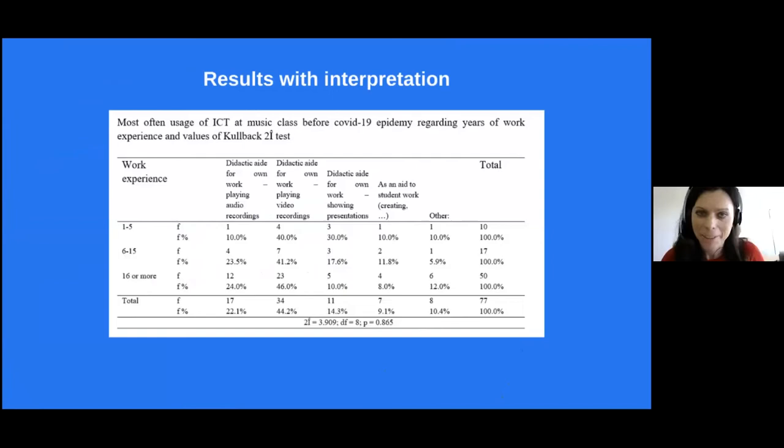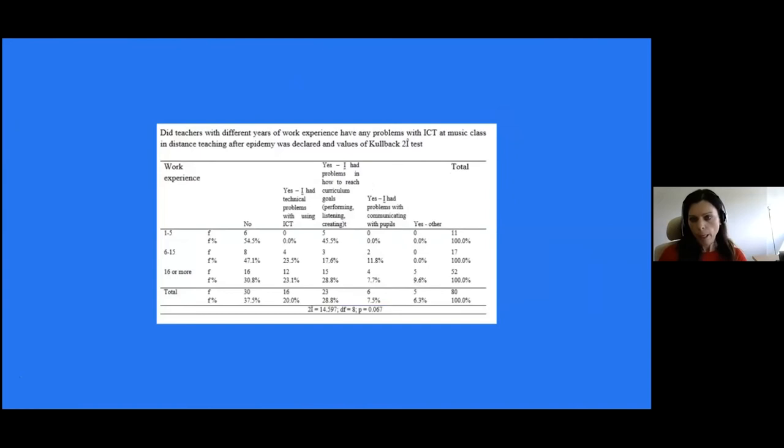First, we can see the results of the question: for what did music teachers use ICT before the epidemic? Mostly we can see that there are no differences by work experience years, but we can notice that most of them used it for playing video records, and the older group also used it for playing audio records. These were the main two answers that they gave. And this was before the epidemic.